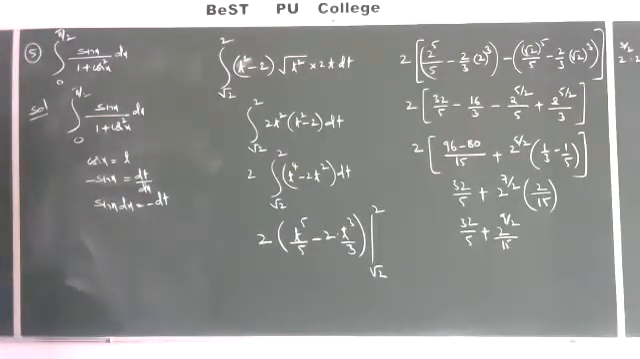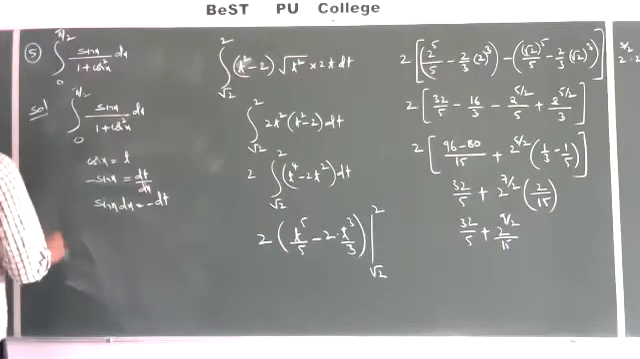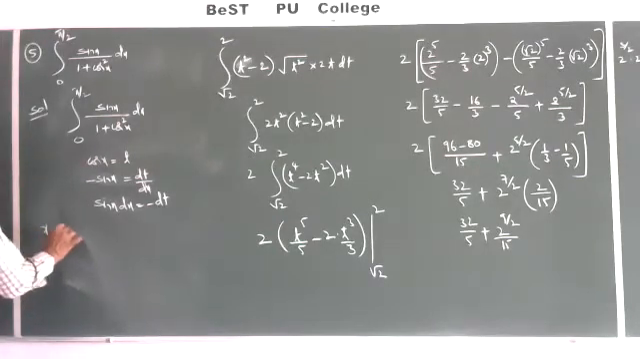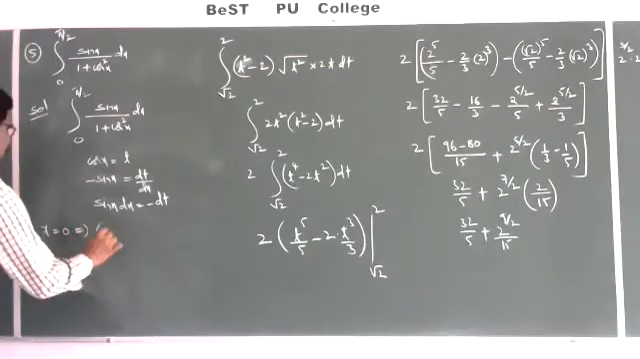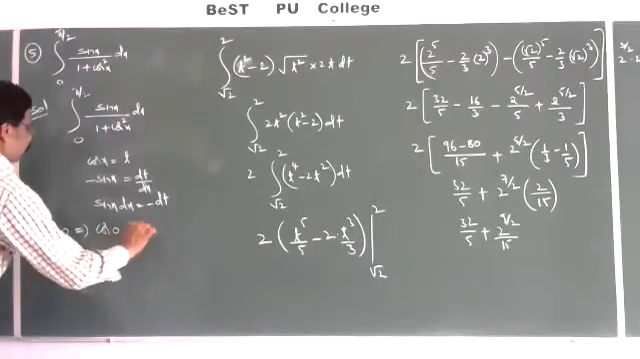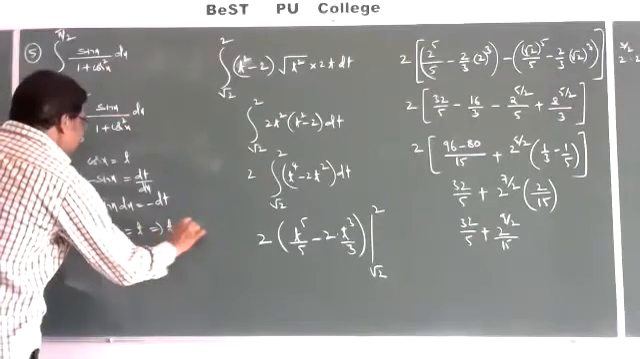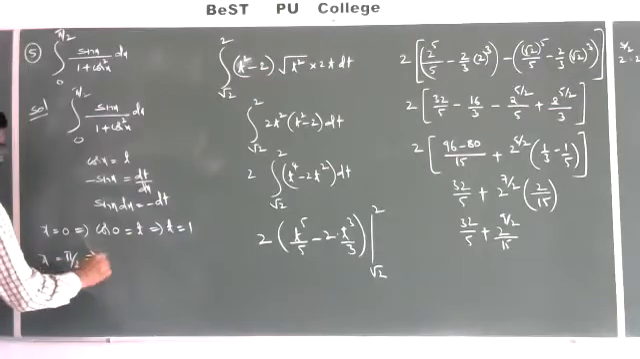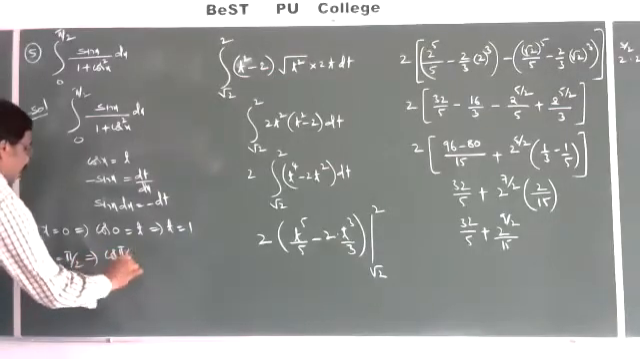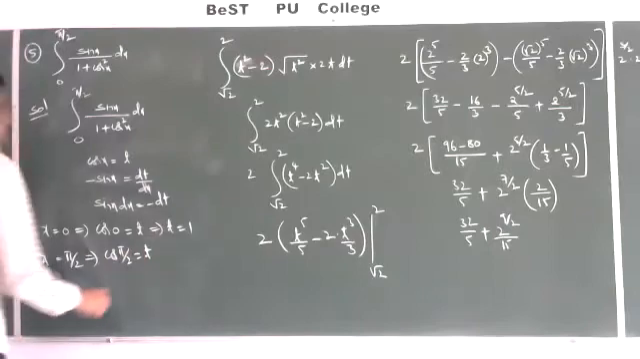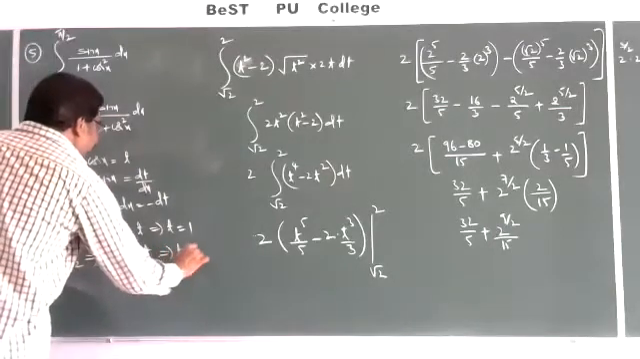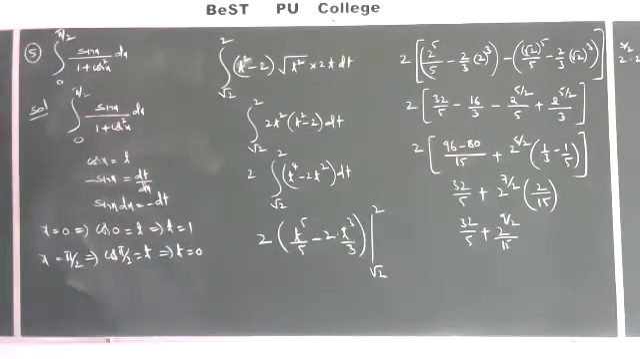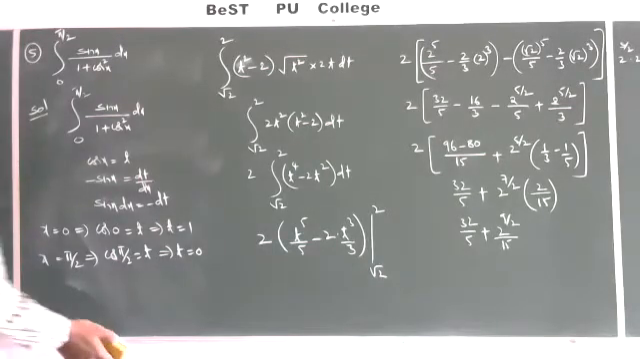Then change the limits. So here the lower limit x is equal to 0 implies cos 0 is equal to t, that implies t is equal to 1. Upper limit x is equal to pi by 2 implies cos pi by 2 is equal to t. Cos pi by 2 is 0, that is t is equal to 0. So the lower limit is 1 and the upper limit is 0.